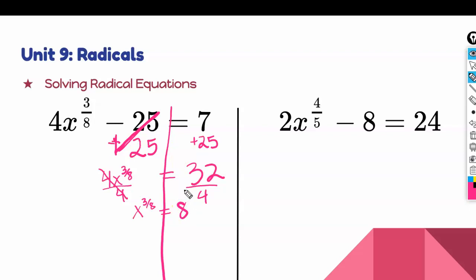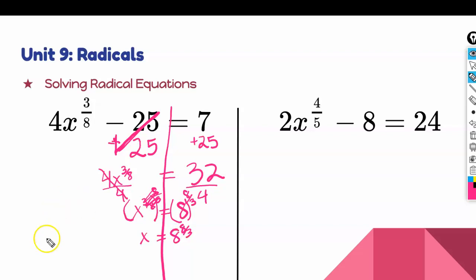Now, to get rid of that fraction exponent, I take it to the reciprocal power. Or, in less fancy words, I take it to the power of that fraction, but flipped. Okay, flip that fraction. The reciprocal power. So here, that cancels it out. And I've got x equals 8 to the 8 over 3. I'm not done. Have to simplify it.